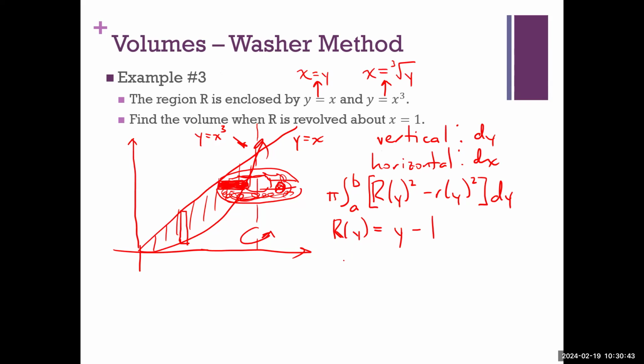So outer radius, Y minus 1. What's the inner radius? Cube root of Y minus 1. Any questions on why those radii are what they are?